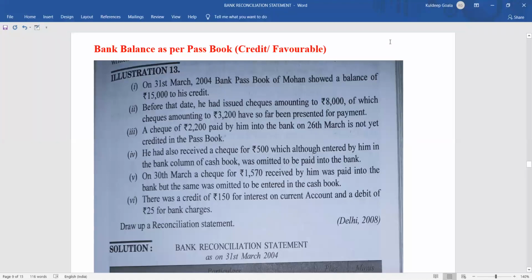So, good afternoon, students. Today we are going to take up a new part in our existing chapter, that is bank reconciliation statement.